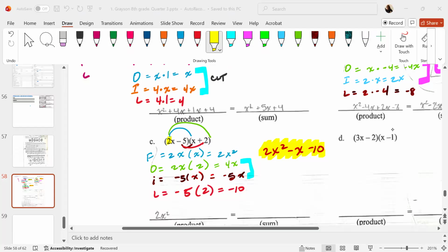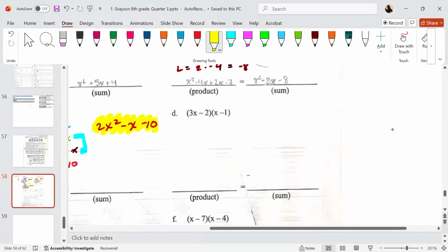Did you get this question right? Okay, let's go on to D. With D, it's exactly the same thing. First, which is what? 3x squared. Good. Outer is what?